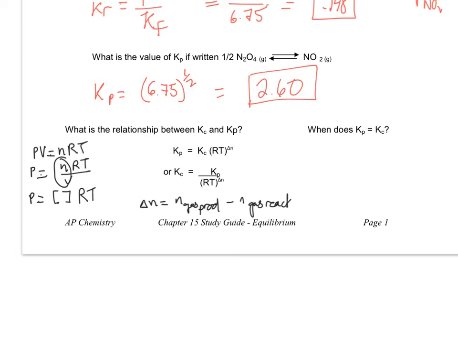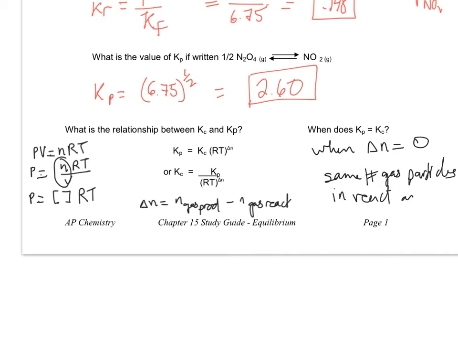So when would Kp and Kc be equal to each other? That's when delta N is equal to 0. Which means what? That means the same number of gas particles in reactants and products. So for example, you start with 2 moles of gas on the reactants, you end up with 2 moles of gas on the products, then your delta N would be 0.